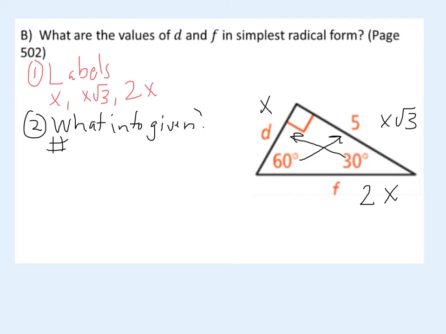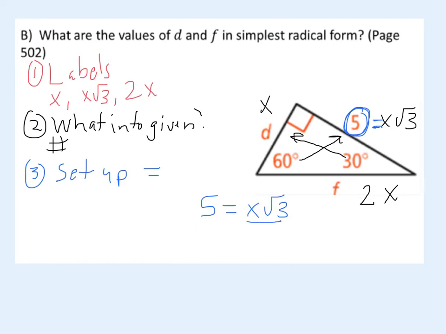So in this picture, I have the number 5. So 5 is going to be equal to whatever I labeled it. Then my next step is set up an equation with the number given. So I'm going to have 5 equal to x square root 3, because I need to figure out what x is. I need to figure out what that missing variable is to figure out the other two sides.